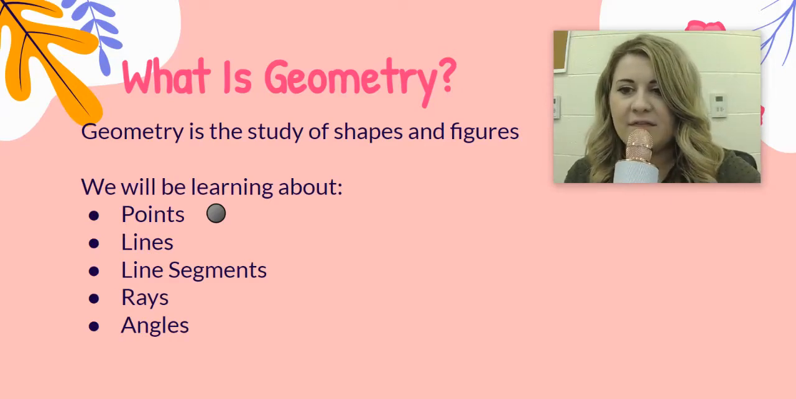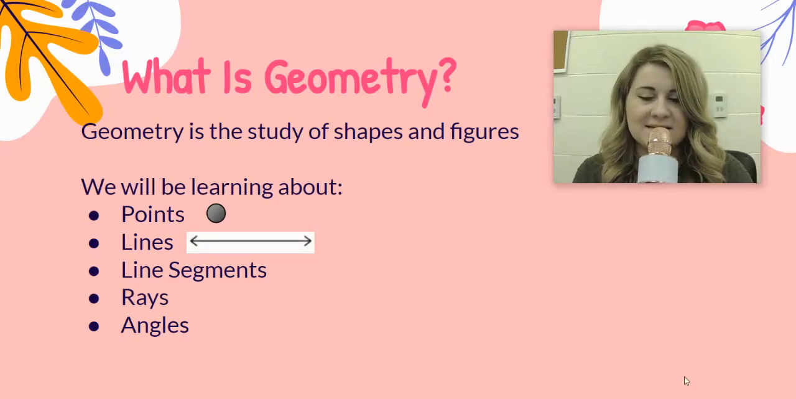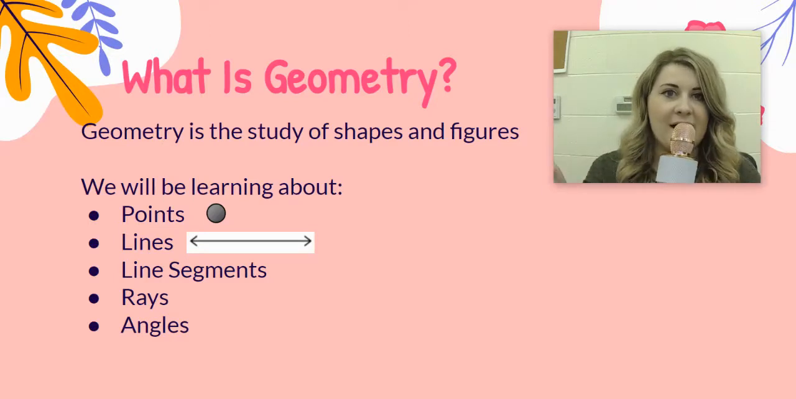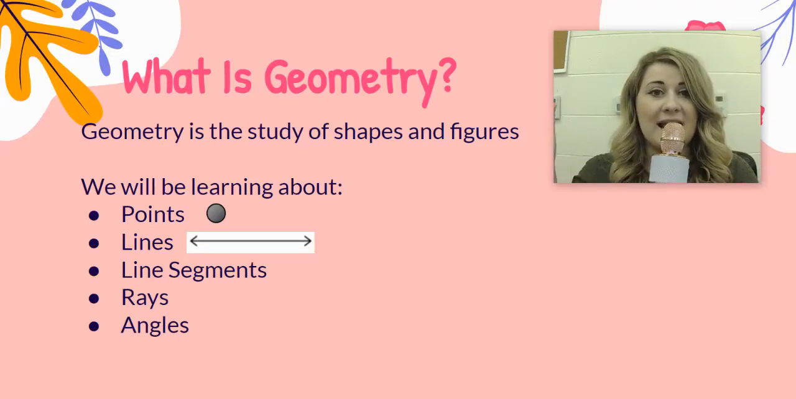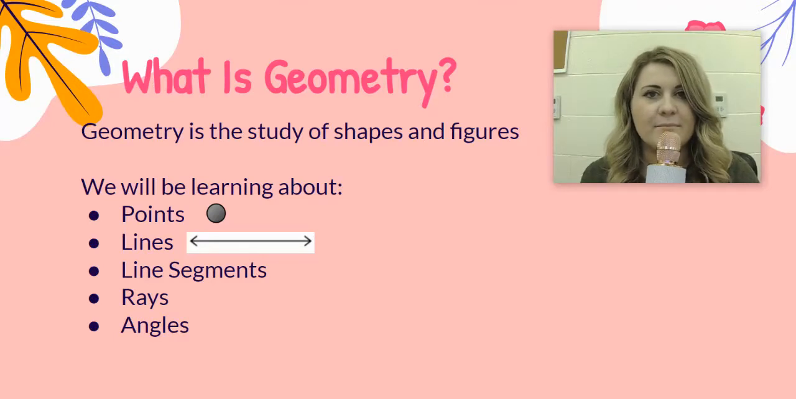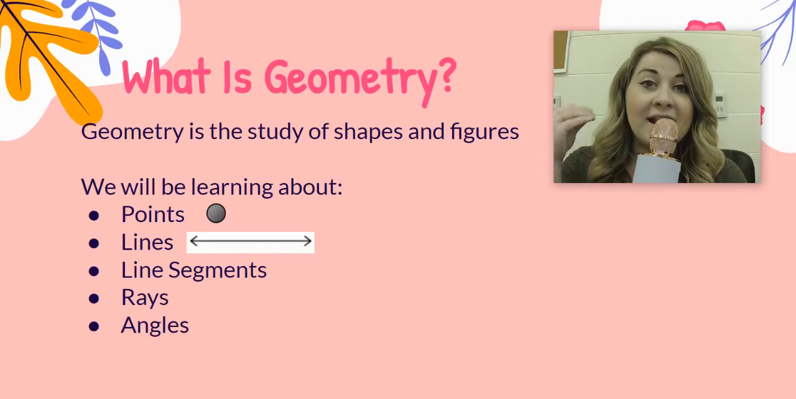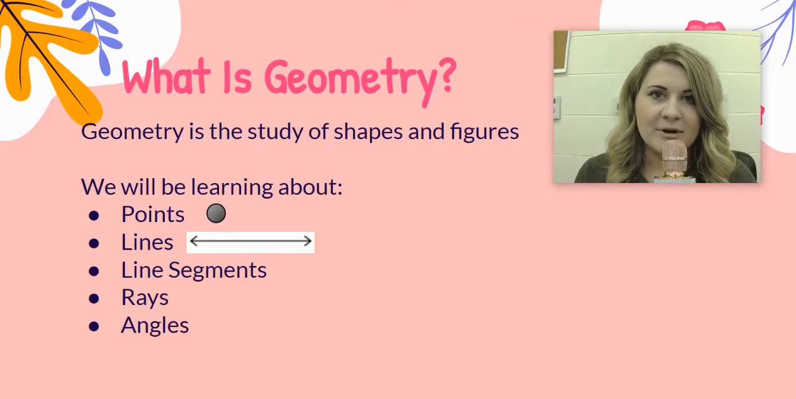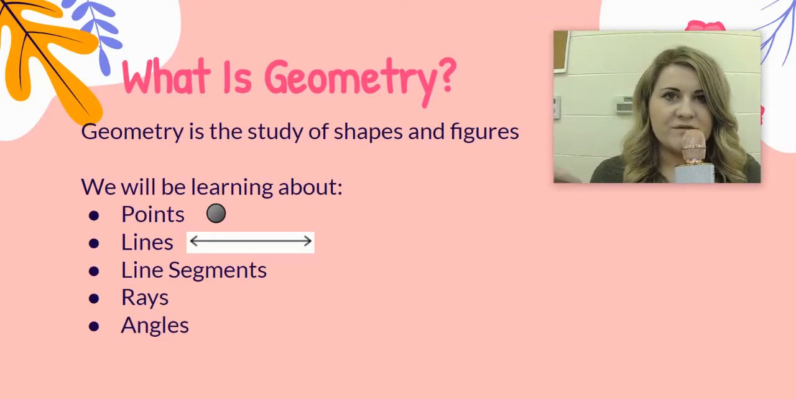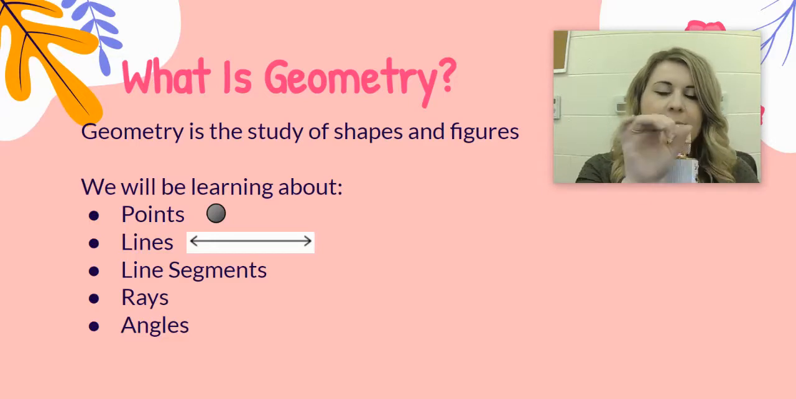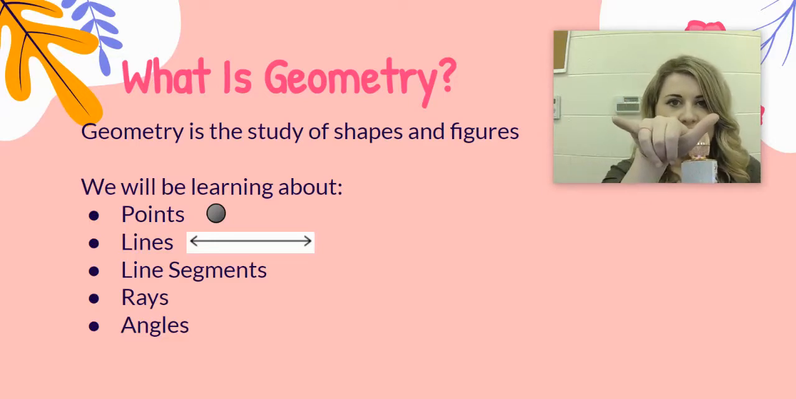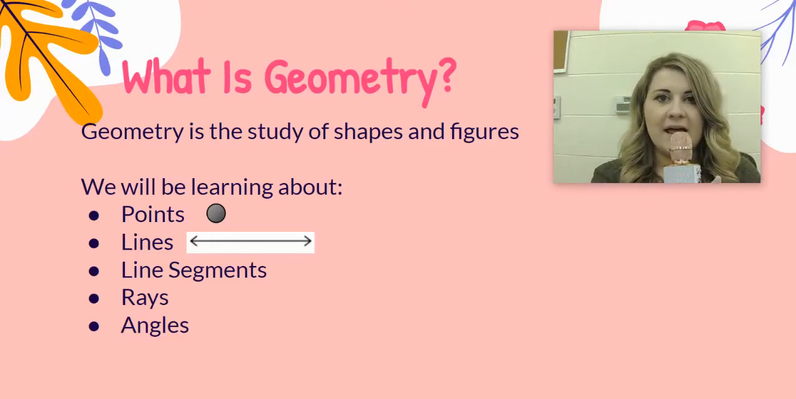Next, we have the line. And a line is simply, you draw a simple line, and it has arrows on the end of it because lines go on forever and ever in both directions. To remember a line, I want you to think of a number line because when we draw a number line, we draw an arrow in one direction and an arrow in the other because numbers go on forever in both directions. So a line goes on forever in both directions.